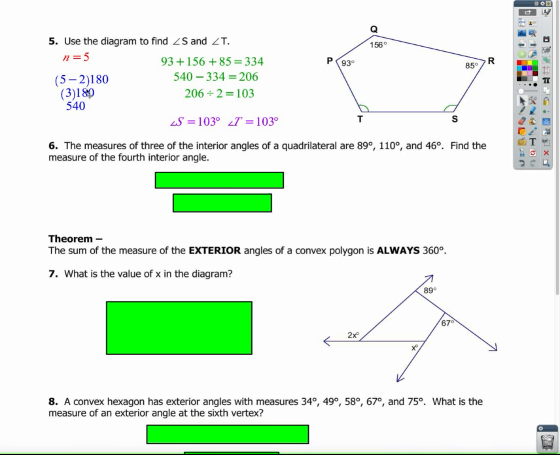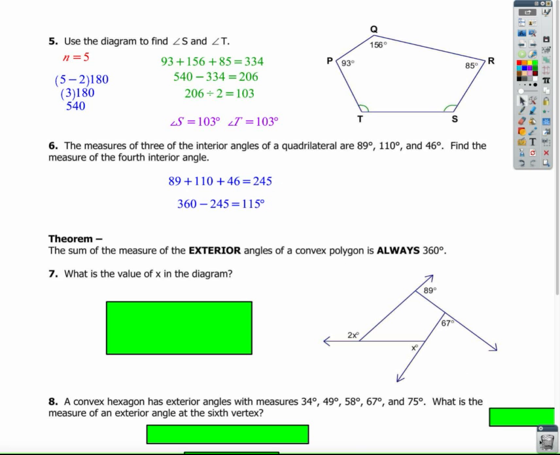If we didn't remember it, we could use the formula we used in the last step using an n of 4. But now that we do know that, and we're going to memorize that, I see that I have 3 angles in this quadrilateral already that total 245, and since the angles in a quadrilateral add up to 360, I can do the simple subtraction to find the 4th interior angle at 115 degrees.